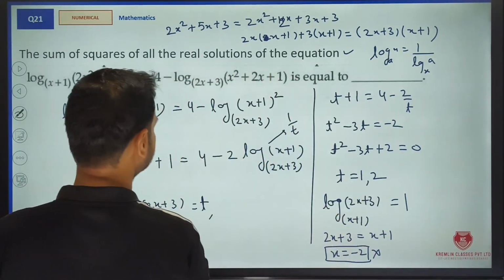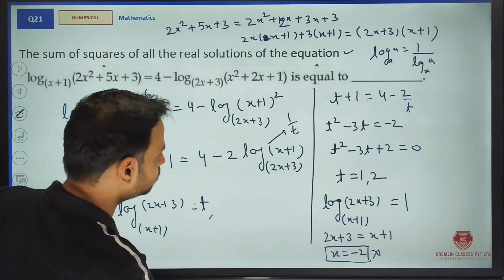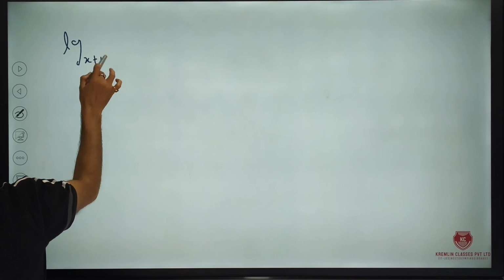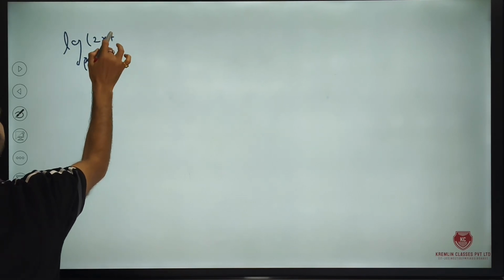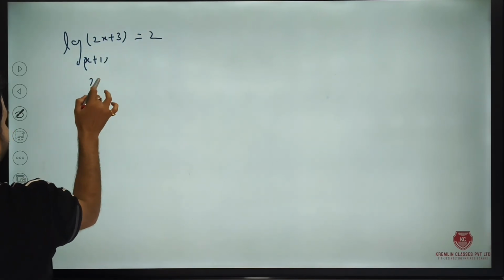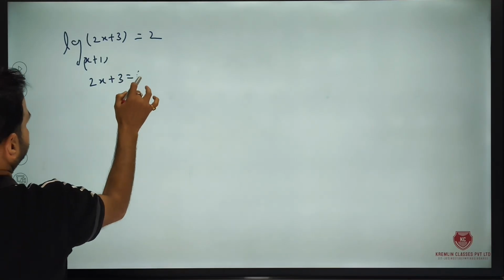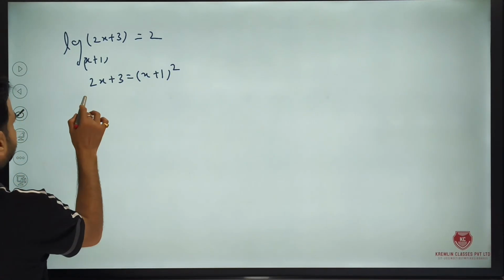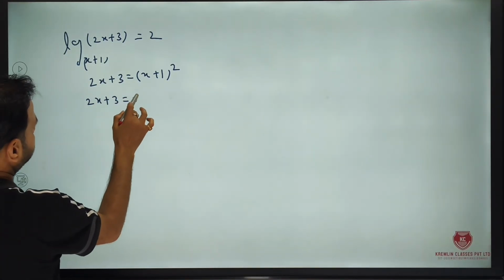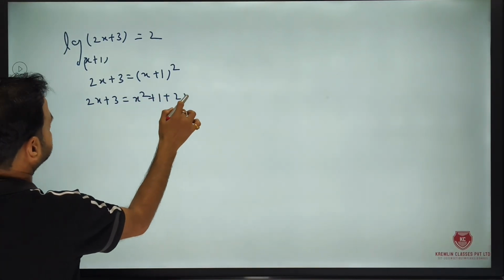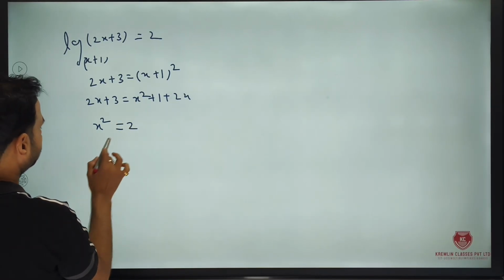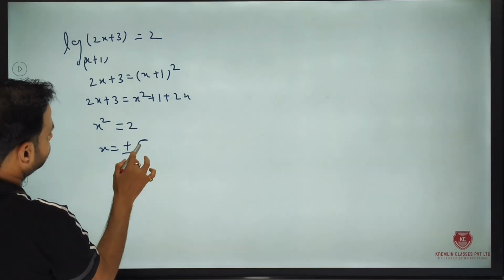Now by the second one, we are writing here t equals 2. Log of 2x plus 3 base x plus 1 equals 2. So 2x plus 3 equals x plus 1 whole square. By the condition of log again, here 2x plus 3 equals x square plus 1 plus 2x. So x square equals 2, x equals plus minus root 2.